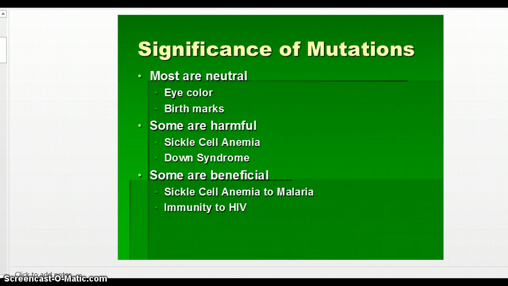Okay. Significance of mutations. Most are neutral. They don't really cause anything, like a birthmark or something with your eye color. Some can be harmful, like all the diseases we'll be talking about, such as sickle cell anemia and Down syndrome. And some could possibly be beneficial, because people that have sickle cell anemia actually do not get malaria. Immunity to HIV. So there are beneficial mutations, but we really won't be talking about those. We're going to be talking about the harmful mutations and the ones causing genetic disorders.